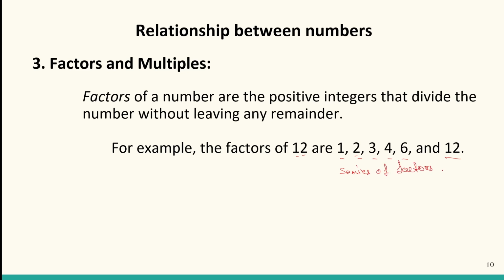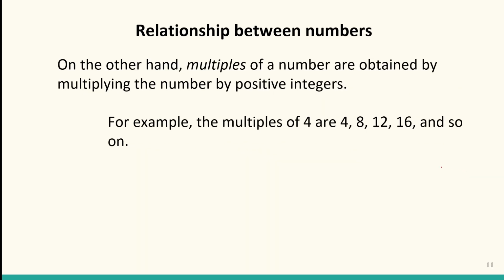So this is the series of factors of 12. On the other hand, multiples of a number are obtained by multiplying the number by a positive integer. So the series of multiples of 4 is 4, 8, 12, 16, 20, 24, and so on.